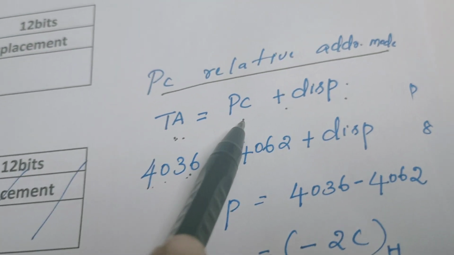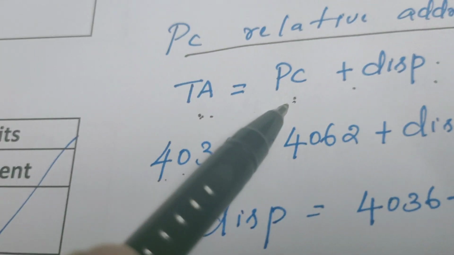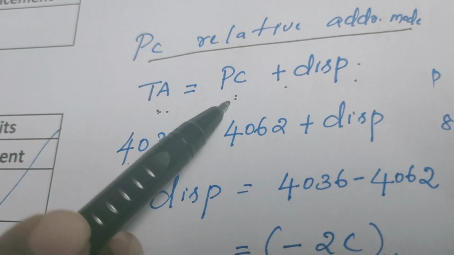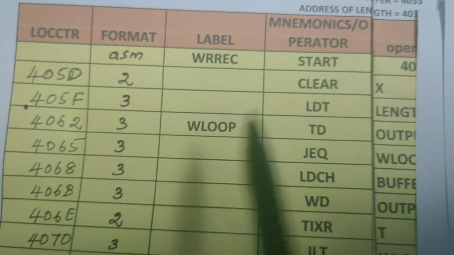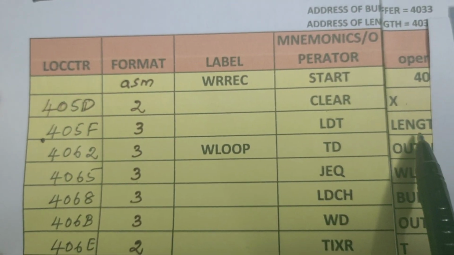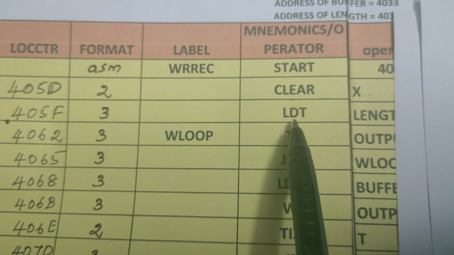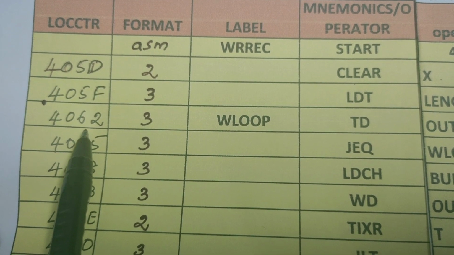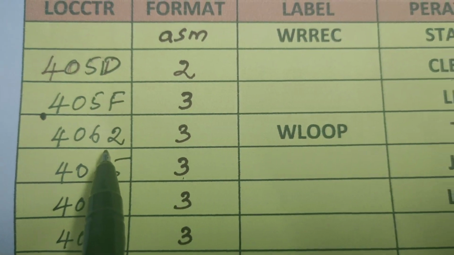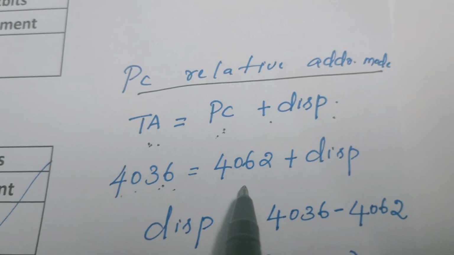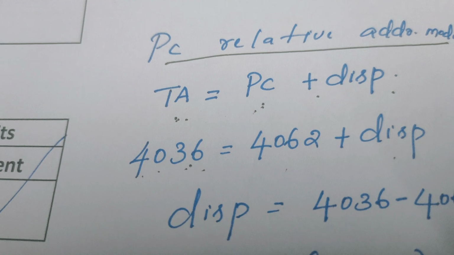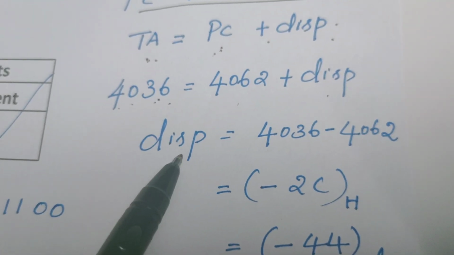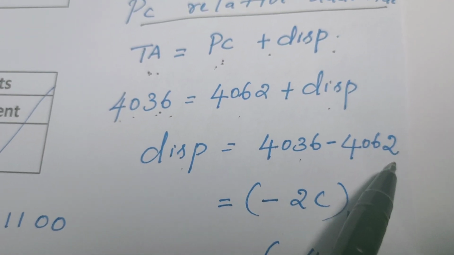What is the value of PC? Program counter always contains the address of the next instruction to be executed. This is the current instruction we are executing now, I mean it is being assembled now. The address of this instruction is 405F, but the program counter will be containing the address of the next instruction, which is 4062. So the content of PC is 4062. This is the displacement value. Let us calculate the displacement value. Displacement is equal to 4036 minus 4062.